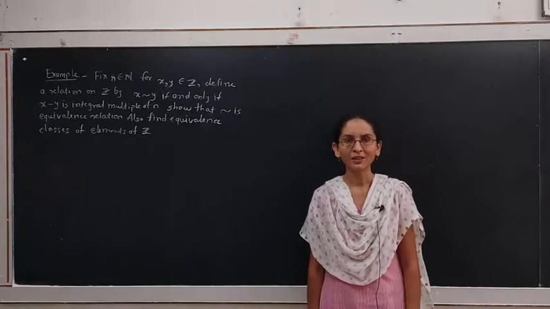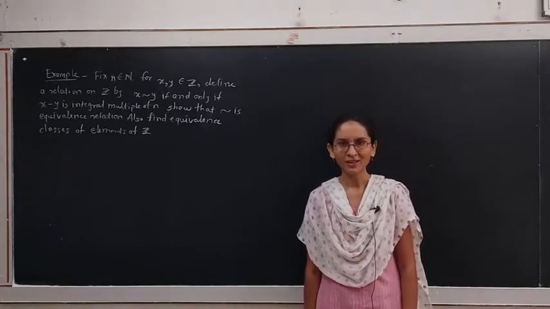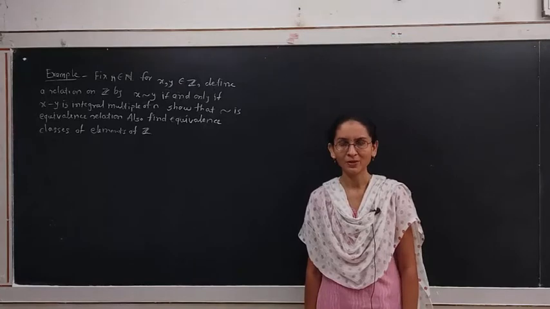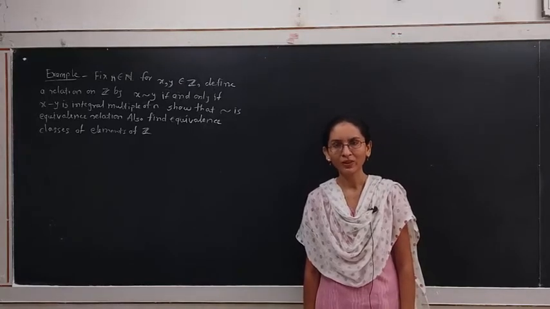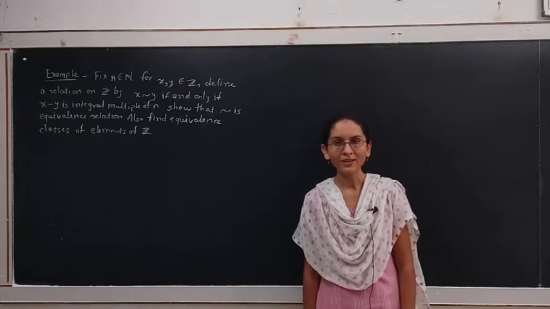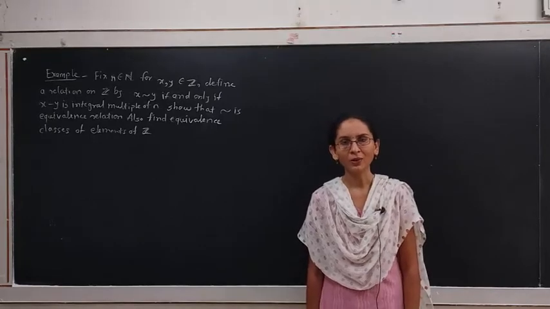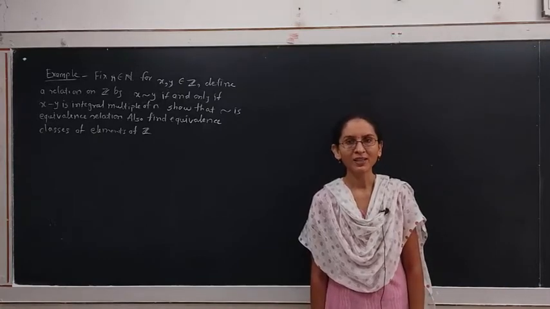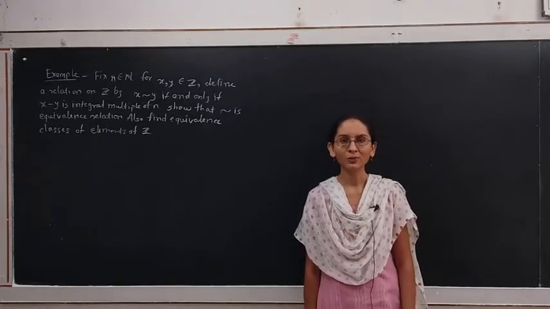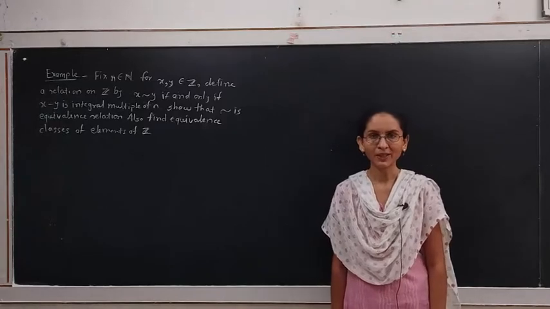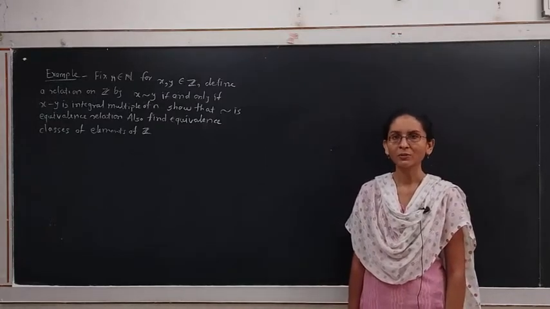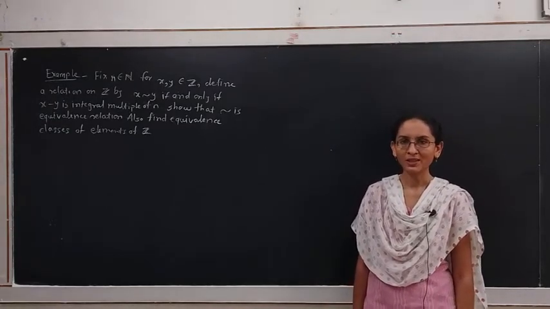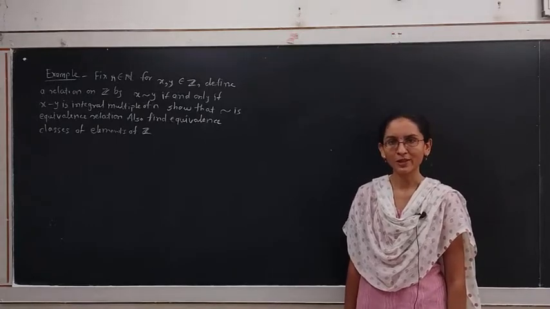In the last lecture, we discussed equivalence classes of the elements of a set X over which the relation R is an equivalence relation. What is meant by equivalence relation? If R is a relation on set X, then R is an equivalence relation if it is reflexive, symmetric and transitive. What is meant by reflexive? Every element of the set X is related to itself.